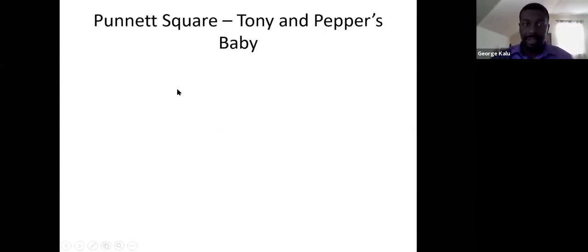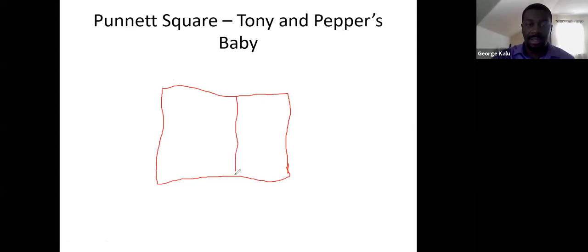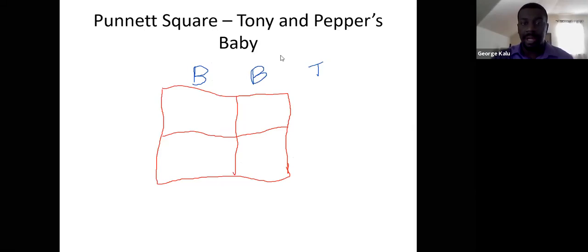Perfect. So now we're going to try doing the Punnett square. We'll go ahead and do this Punnett square this way, and hopefully I can draw out my squares a little bit straighter than I did last time. Tony is homozygous dominant. We're going to list his genotype across the top, and it doesn't matter which side you do it as long as you do it correctly. So he's big B, big B. Pepper, on the other hand, I'll just put P for Pepper over here. Pepper's genotype was big B, little b, so I'll list her genotype over here.